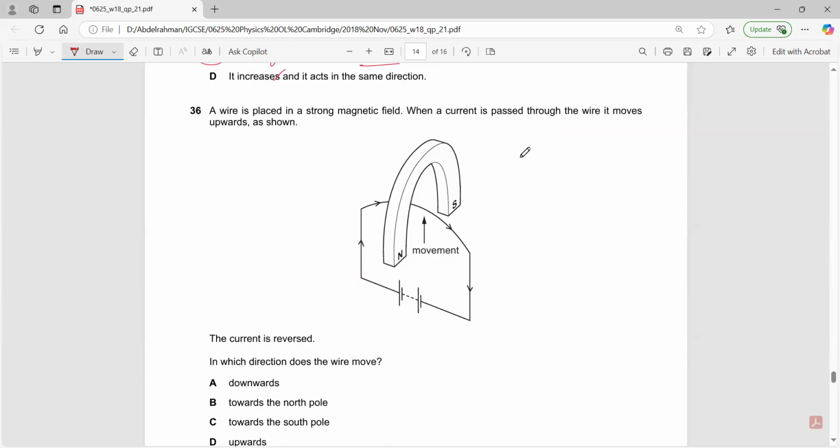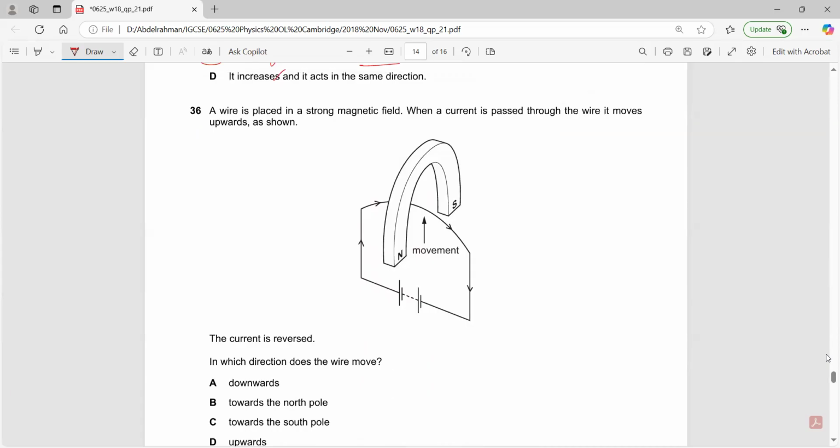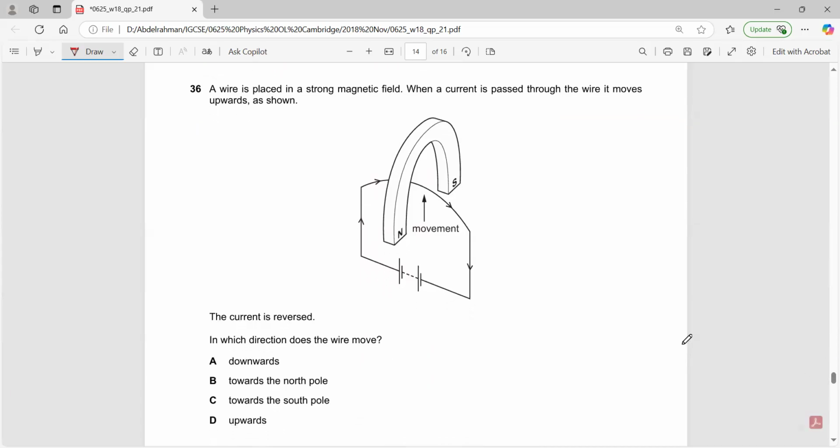Question 36. A wire is placed in a strong magnetic field and current is passed through the wire. It moves upwards as shown. What happens if the current is reversed? This is an extra easy question. Definitely the movement will be downwards. The motion is now upwards, but the motion will be downwards if you reverse the current.